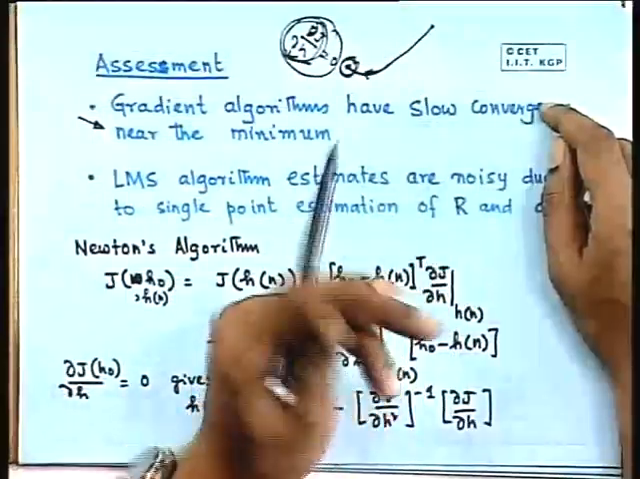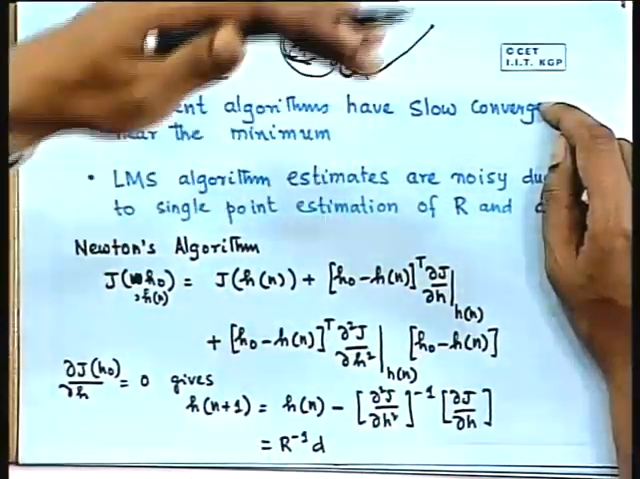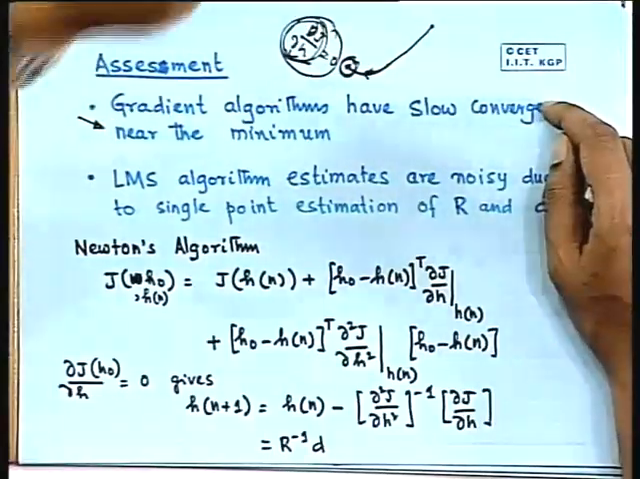Now your updatings are also based on this del j del h. So as it comes close to the minimum, this amplitude will become smaller. So every time as you are approaching the minimum, you are becoming slower and slower. That is the biggest problem of all gradient algorithms, including steepest descent and LMS. So that is their problem. And there are other algorithms which will accelerate convergence.